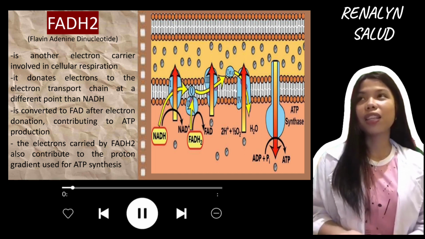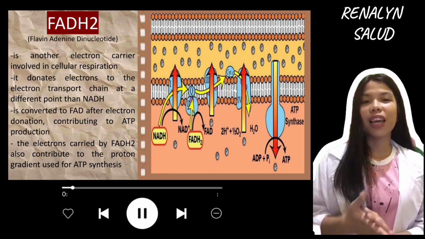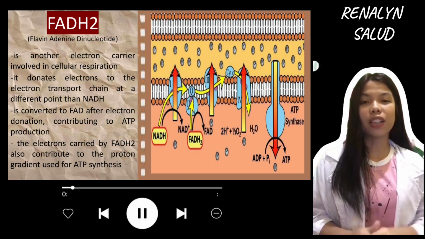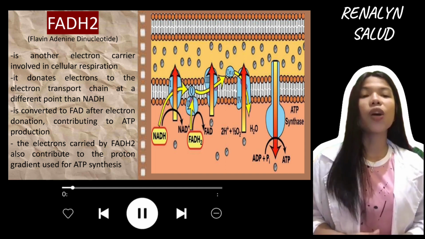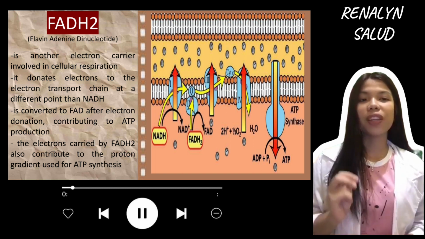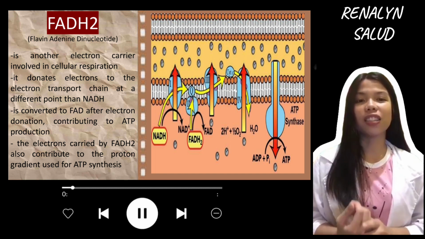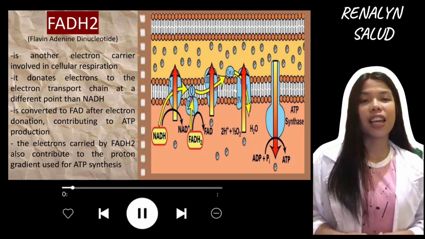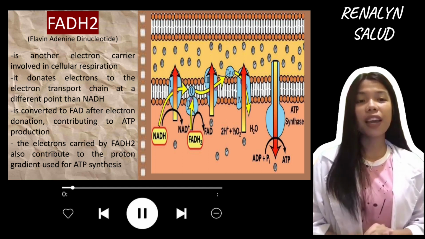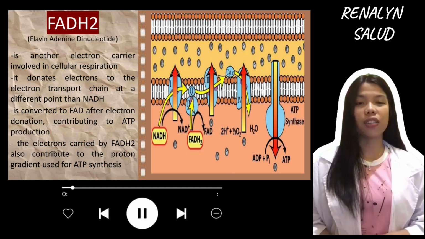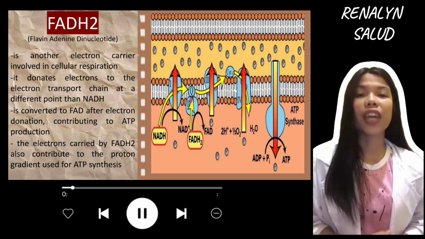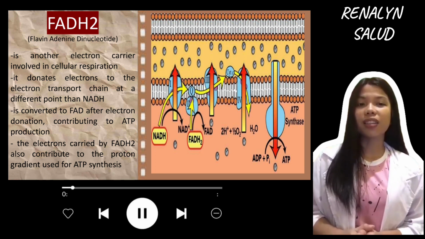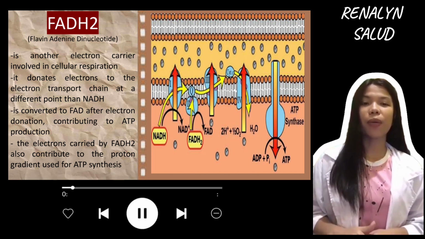FADH2 contains 2 electrons, and this is a process of reduction which stores the energy in high electron states in the FADH2. FAD can carry 2 electrons. FAD also functions as an electron carrier in various processes such as cellular respiration.